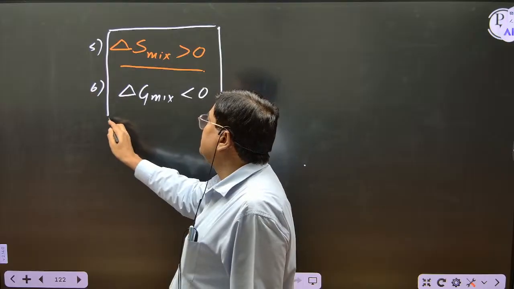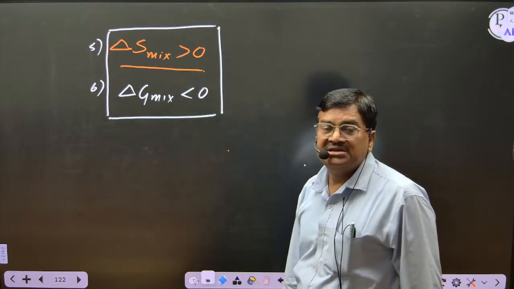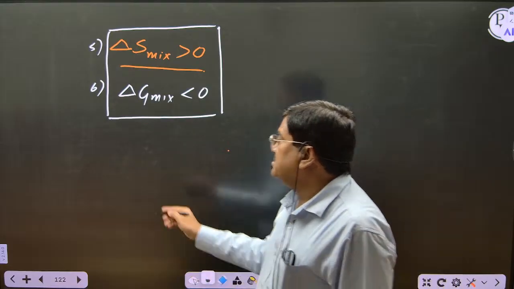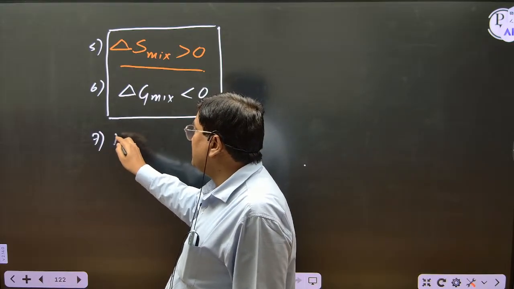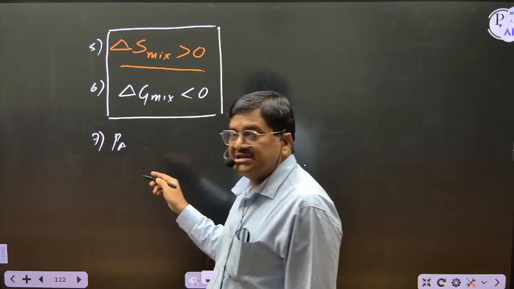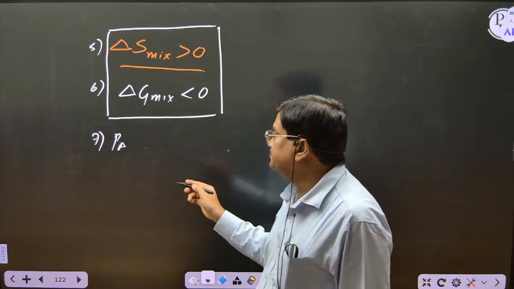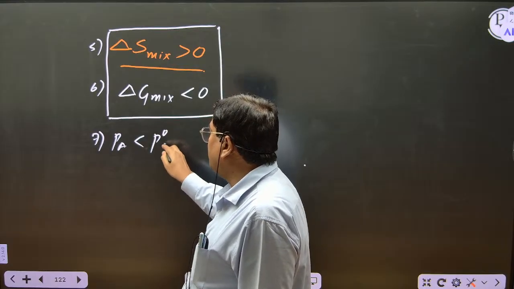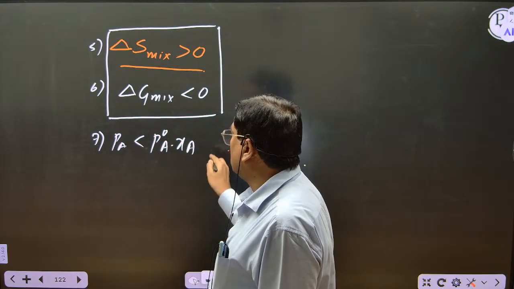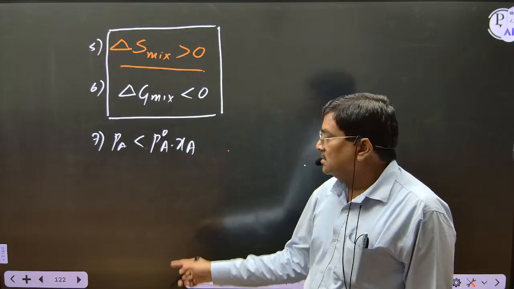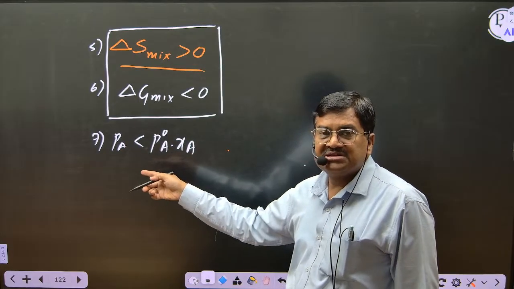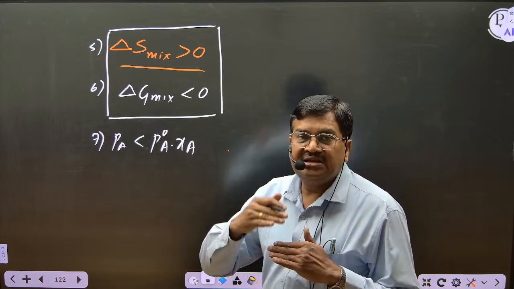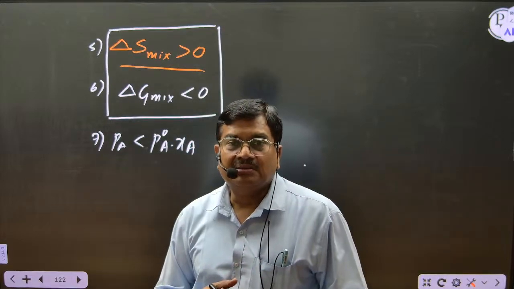Understood? So in the exam they give statements: which of the following is correct about negative deviation. Now tell me, students, how will the partial pressure of A, that is experimental, compare to the theoretical? Partial pressure of A will be less than P naught of A into chi A. Why is the partial pressure coming less? Because interactions are stronger, no? So there is less tendency to convert it into vapor.